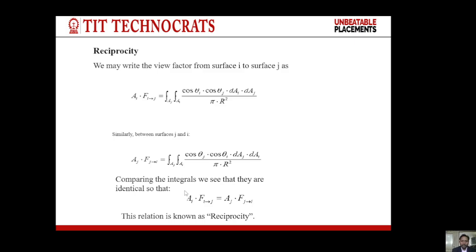So finally, let us suppose that we have two surfaces, surface area A1, with view factor F I to J, and another surface J. So the view factor with respect to I to J is Fij, and another one will be Aj, and the view factor of J with respect to I. So the product of A and F will be equal from I to J and J to I. So this is known as the reciprocity principle.